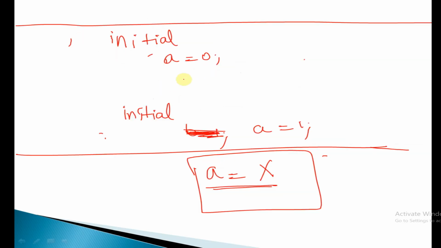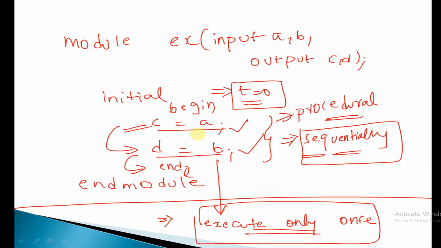Now, this was about the initial block. We will come back to the initial block again. This was a brief intro about initial blocks. Still we have blocking statements, non-blocking statements, delays, and some more concepts. We will come back to it. Now let us discuss the always block.